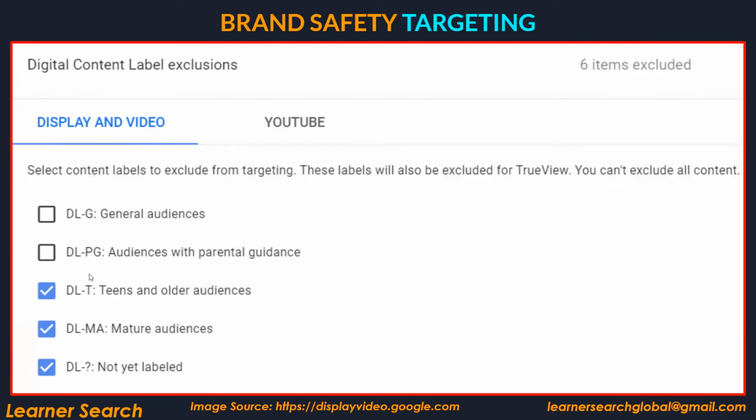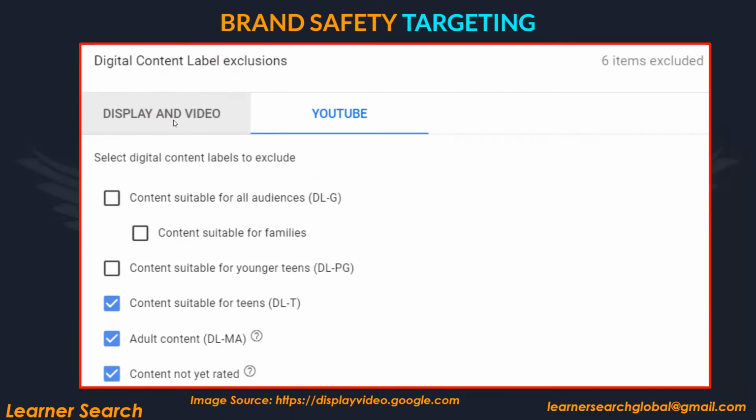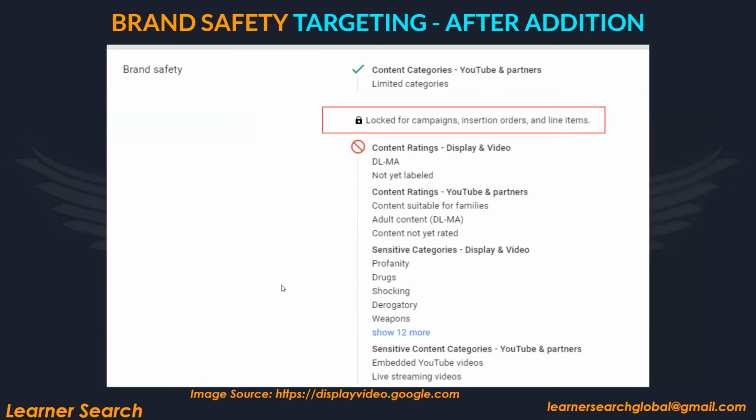For example, I created it for 3. So whenever I create new campaigns or IOs or line items, wherever I select brand safety, these 3 things get locked. When it comes to YouTube, select the digital content labels to exclude. So even here for YouTube also we can do that. Whenever we create a YouTube line item, we have an option to do this. When you select this at advertiser level, it gets locked at line item level, so that you need not create it every time. So once you do this, it is locked for campaigns, IOs, and line items.